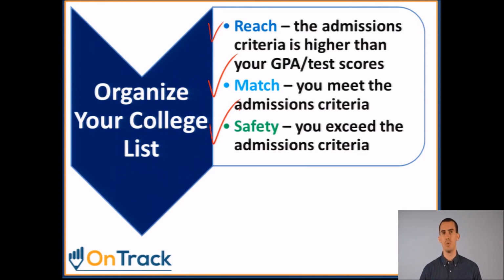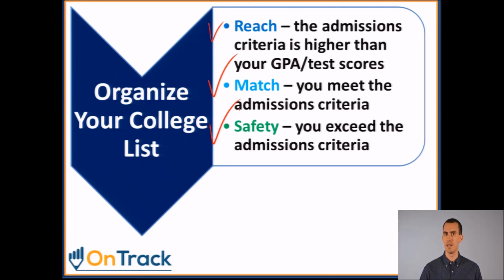But then there's a match. So say you have a 2.8 and the average at the school that you're looking at is around a 2.8, and the other things that they're looking for in students, you feel like you meet those, that school is probably a match for you. And then there's safety. So say again you have a 2.8 and the average student is a 2.5 at that school that you're looking at. Well, then you should be thinking, okay, I should almost certainly get into this as long as the other parts of my application for college are really good.